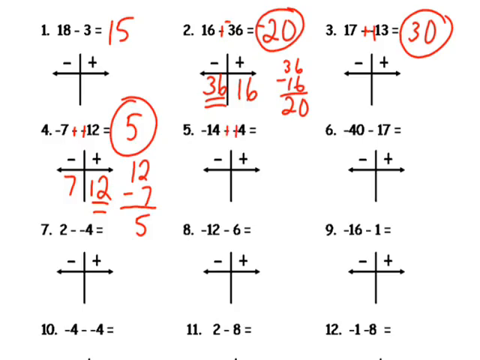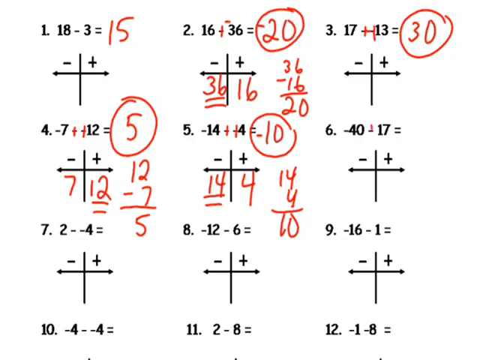Let's turn this one into addition. Add the opposite. So we have negative 14 plus positive 4. I have a war, so I subtract. Which side was stronger? The negative side was stronger. It's negative 10.